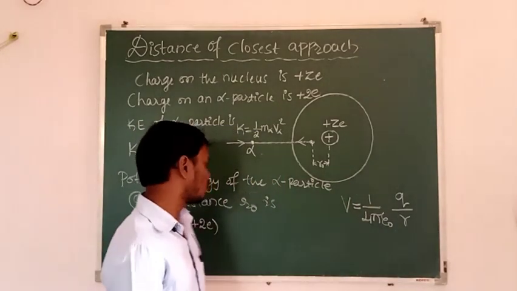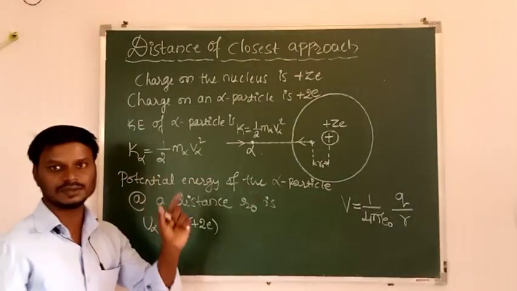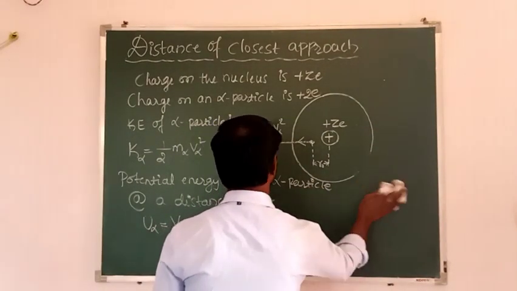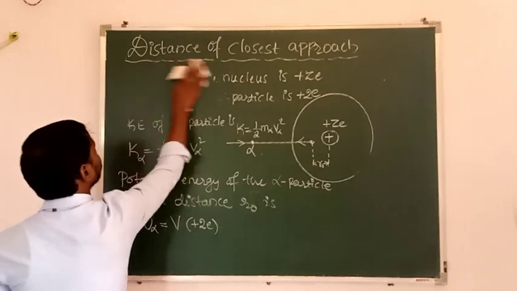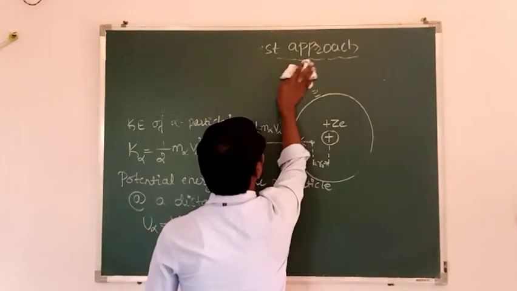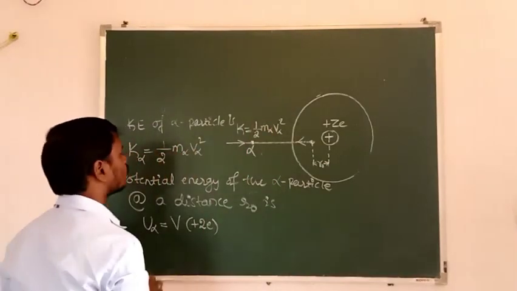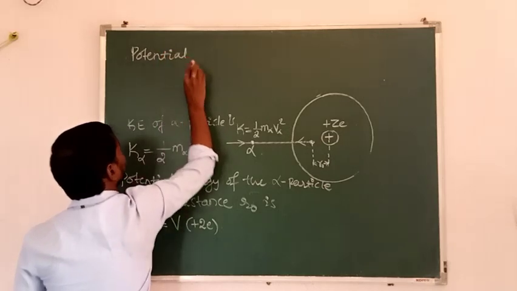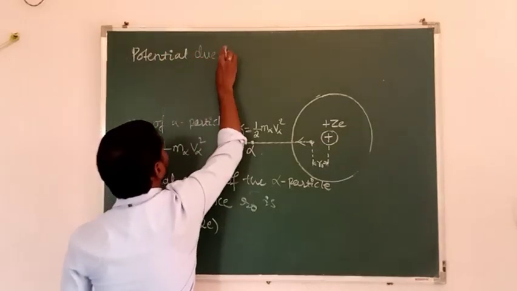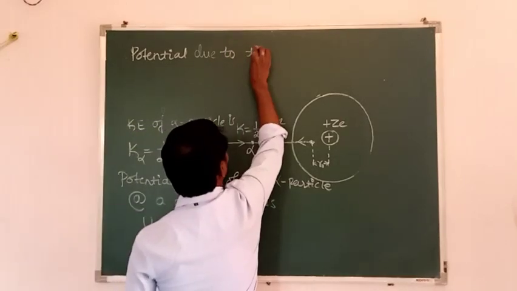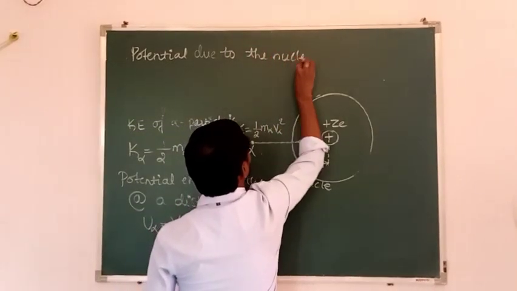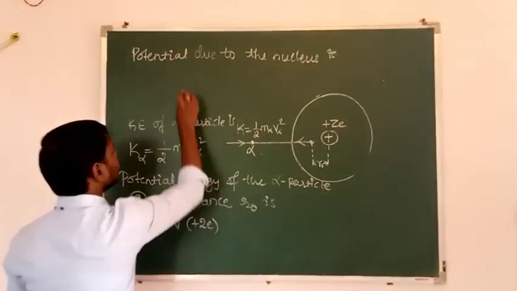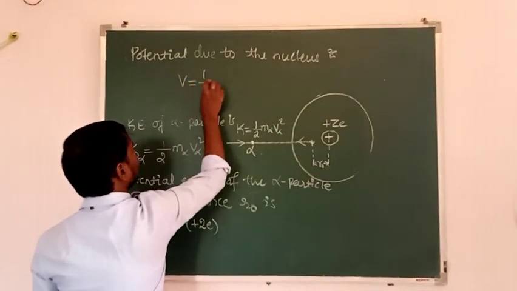Now by using this formula we are going to find the potential due to the nucleus. The electric potential due to the nucleus is, by using the formula, V is equal to 1 by 4 pi epsilon naught.